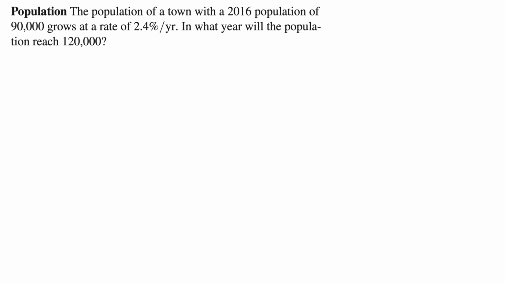Here's an example involving population. The population of a town with a 2016 population of 90,000 grows at a rate of 2.4% per year. In what year will the population reach 120,000?